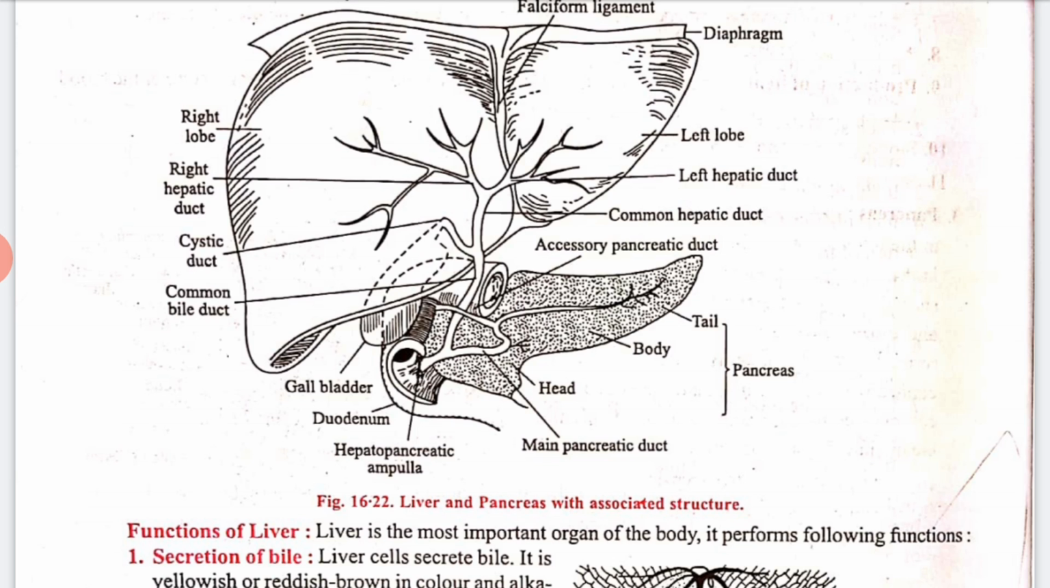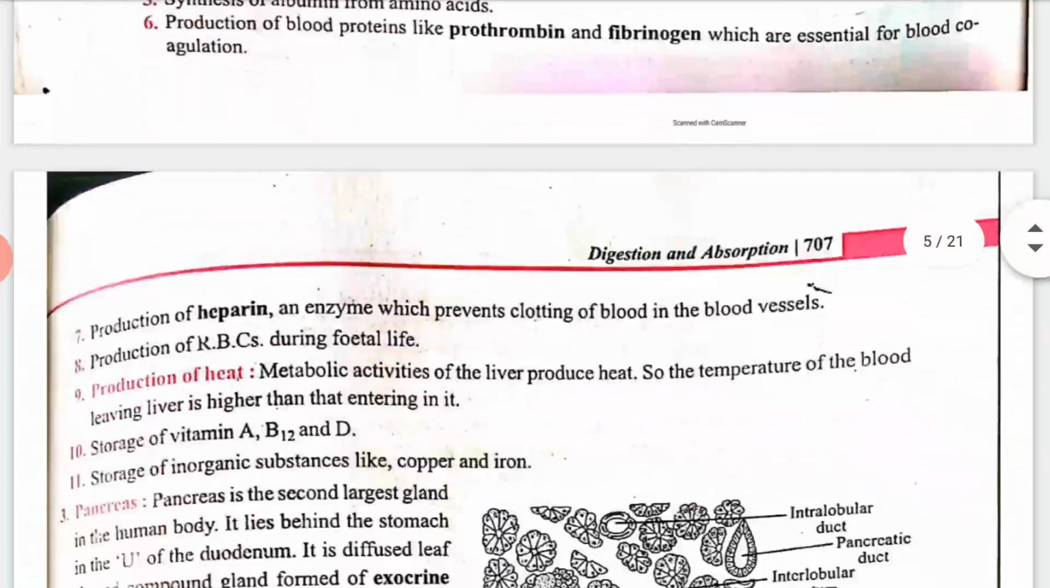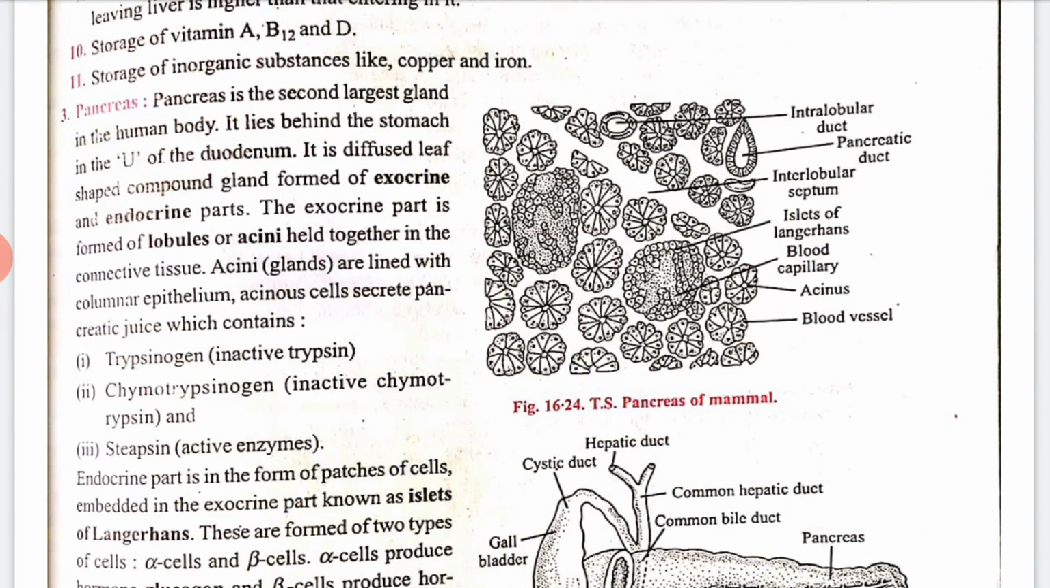So when we talk about the pancreas, the pancreas is the second largest gland in the human body. See, this is the TS, that is the transverse section of the pancreas of a mammal. It lies behind the stomach, in the U of the duodenum, and it is a diffuse, leaf-shaped compound gland that forms an exocrine and an endocrine part. So it also plays a very important role.